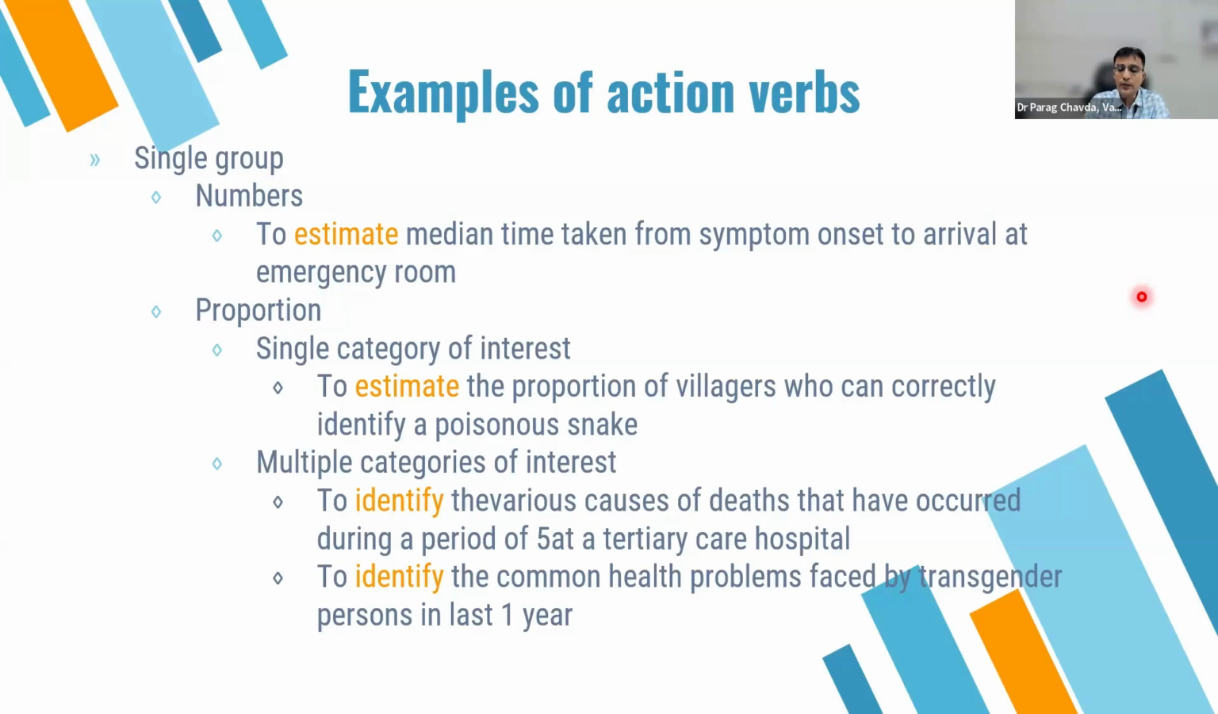Or, for example, we took earlier the example of health problems faced by transgender people. So the health problems faced by them might be many, right? And we are trying to find out what are the common health problems. So probably we'll enlist the health problems as part of the study findings and give proportions. That health problem A was faced by 50%, health problem B was faced by 20%, and so on. So in this case, to identify would be a good action word.